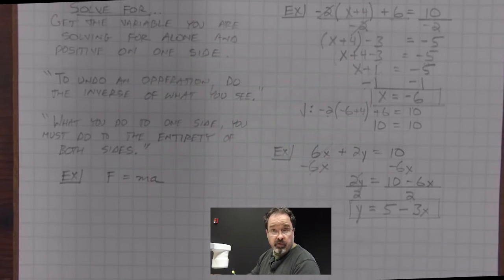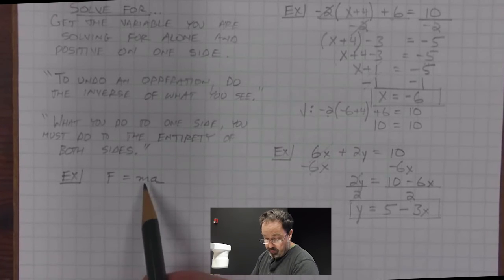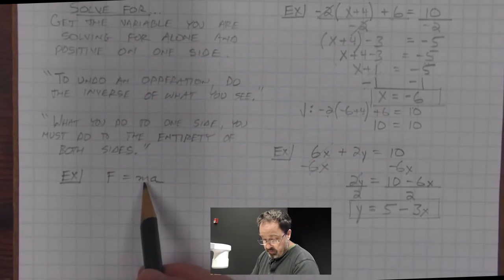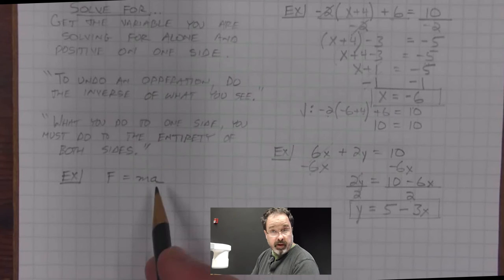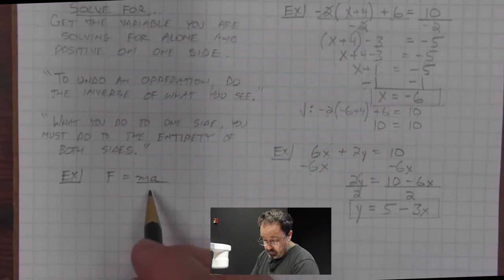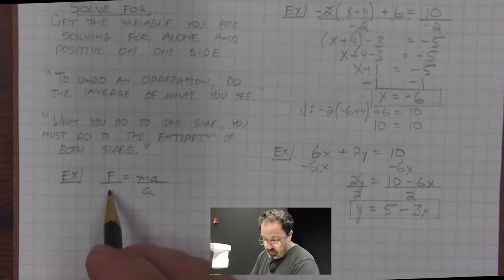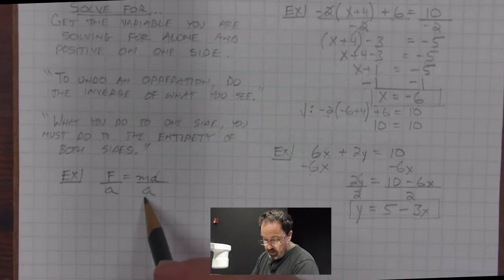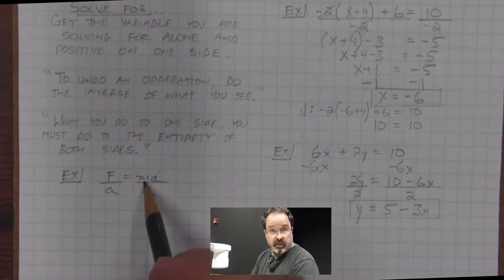But we could also solve it for other variables. I could choose m, which represents mass, and solve this equation for m. If I want to get m by itself, I need to undo multiplying by a. So I'm going to do the inverse to both sides. I'm going to divide both sides by a. When I do, they'll cancel out, leaving m by itself on this side.